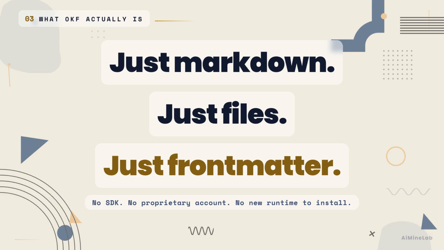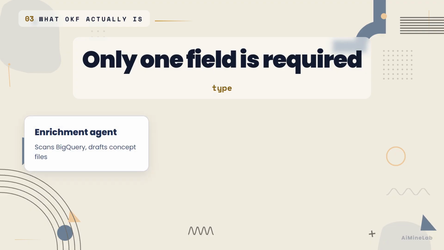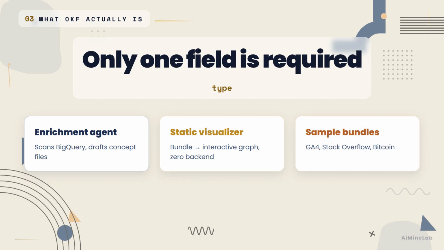And here's the detail your technical audience will appreciate most. Only one field in the whole spec is mandatory: type. Everything else is optional structure on top of a format any text editor already understands. Google shipped 3 proof pieces alongside the spec: an enrichment agent that scans a BigQuery schema and drafts concept documents automatically, a static visualizer that turns any bundle into an interactive graph with zero backend, and sample bundles from public datasets so anyone can explore the format before writing a single entry themselves.